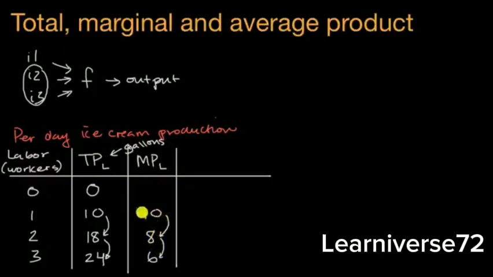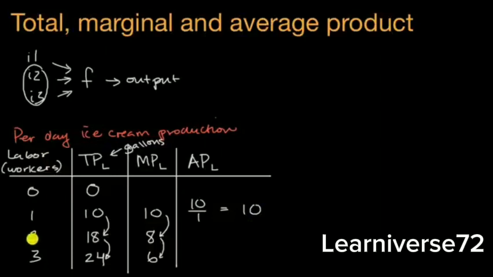Now the last concept I'm going to introduce you to in this video is that of average product. And this is average product as a function of labor. So AP for average product. And all that is our total product divided by our labor. So over here, when we have 1 worker, our total product is 10 gallons, and we're going to divide that by 1 worker. So our average product per worker is going to be 10 gallons.